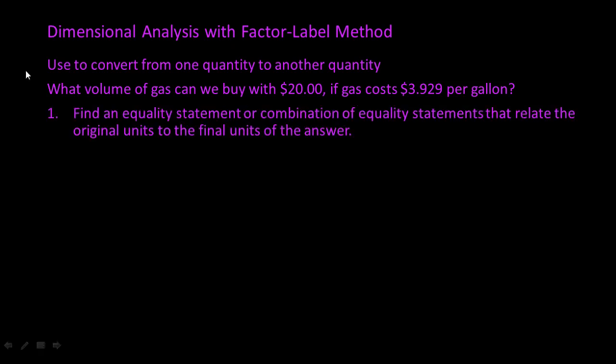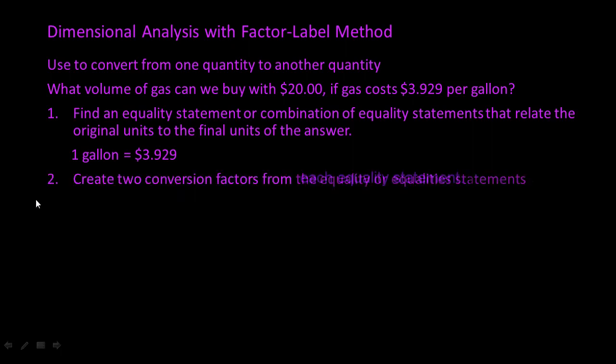So let's take a look at the steps. Step one, we need to find an equality statement or a combination of equality statements that relate the original units to the final units of the answer. So in this case, we're starting with dollars and we need to wind up with gallons. Well, in this case, 1 gallon is equal to $3.929. So that's our equality statement. Now, as it says up here, you may need to use multiple equality statements to get from your starting units to your ending units. In this case, we just need this one.